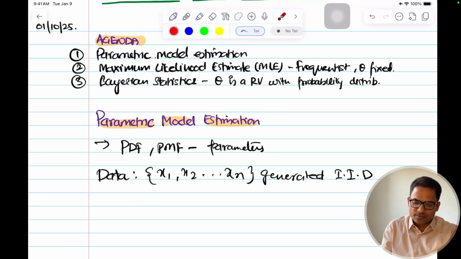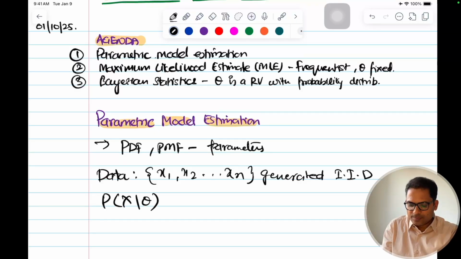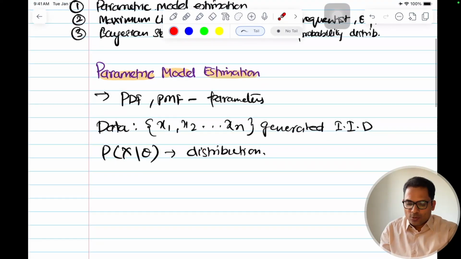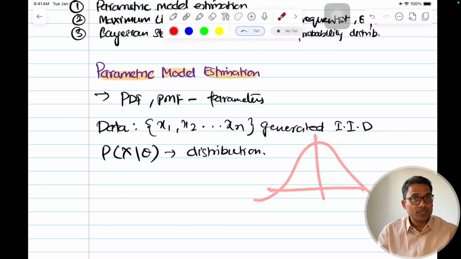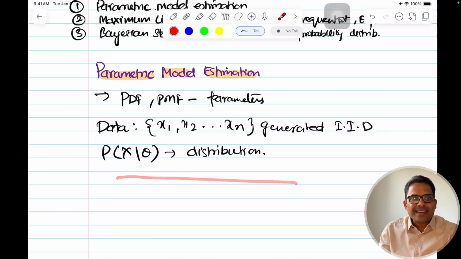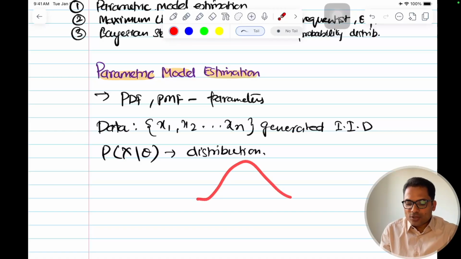That distribution would be some distribution, say P of x given theta. So this is my underlying distribution from which this data is coming. From our experience, we generally know what kind of data we are dealing with, whether it's Bernoulli data, which is like success or failure, or the height of people in a city, which will mostly be Gaussian or normally distributed. So by experience of the data that we are handling, we will know the underlying distribution. And then we try to estimate the parameters of that model.